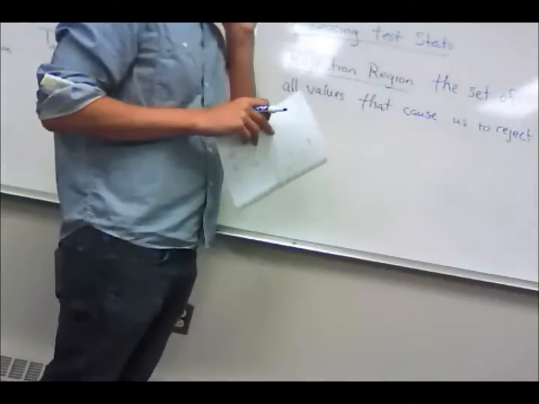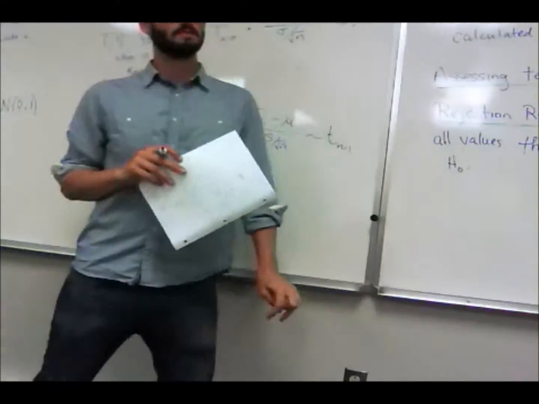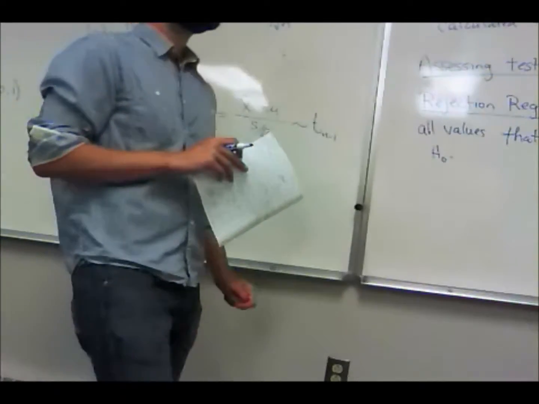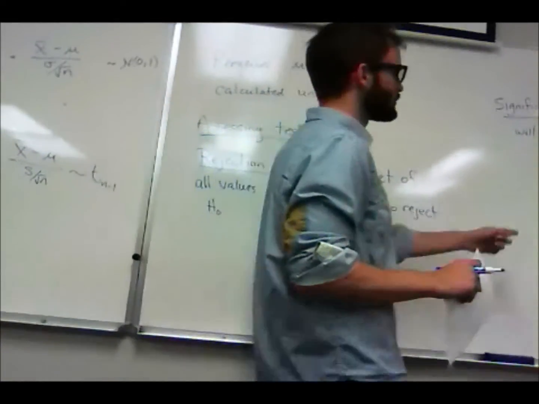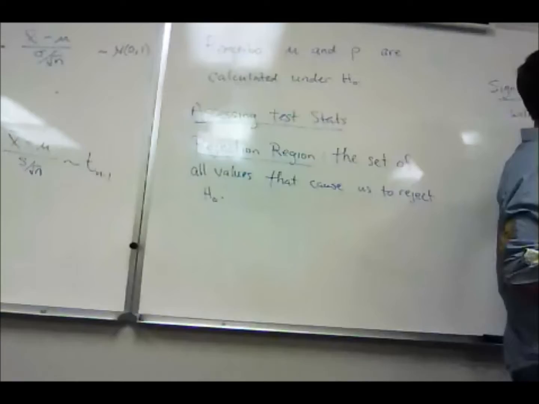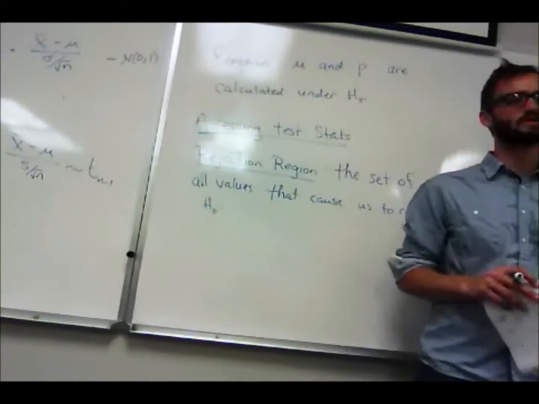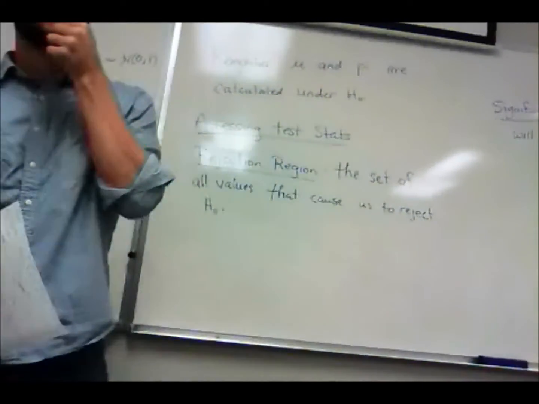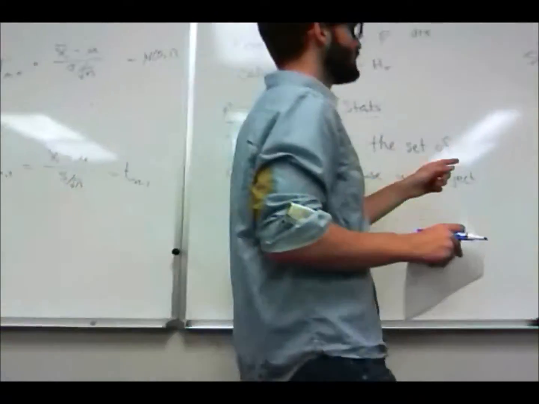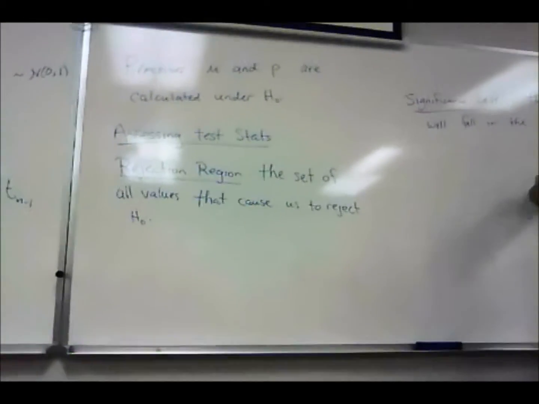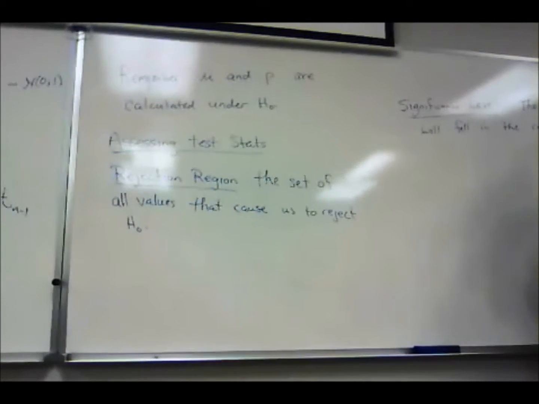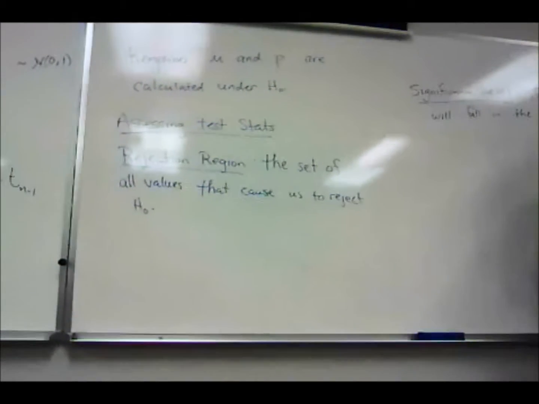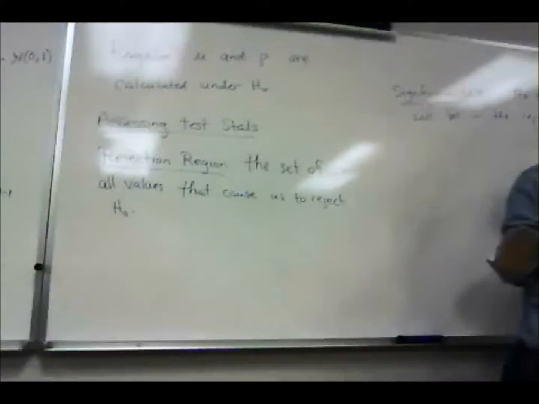So, can you imagine, what have I left out of the statement? What's important that's being assumed here? So in order to calculate a test statistic, and in order to find a rejection region, what are we assuming? Yes, the null hypothesis. So that will fall in the rejection region, assuming H naught is true, right?